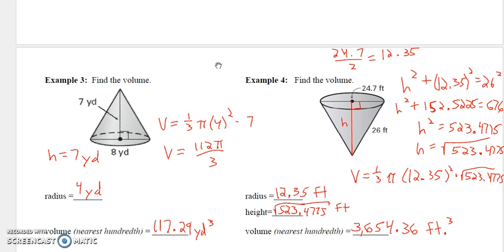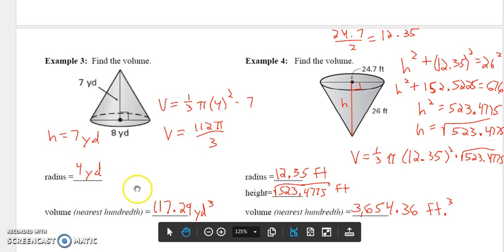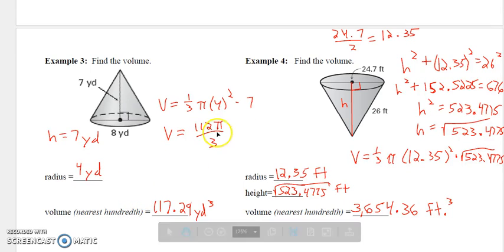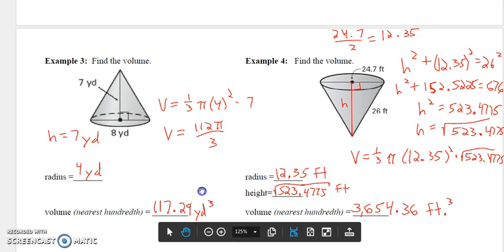Now, example 3 is pretty straightforward. Again, 8 is the diameter, so the radius is 4, and then the height is 7. So I'm going to plug in 1/3 times pi times 4 squared times 7, and this is what I get. Now, notice how example 3 did not ask for the exact answer. So I just go 1/3 pi, enter, divide 3, enter, and I get this answer right here. And since the measurements were in yards, the volume is in yards cubed.